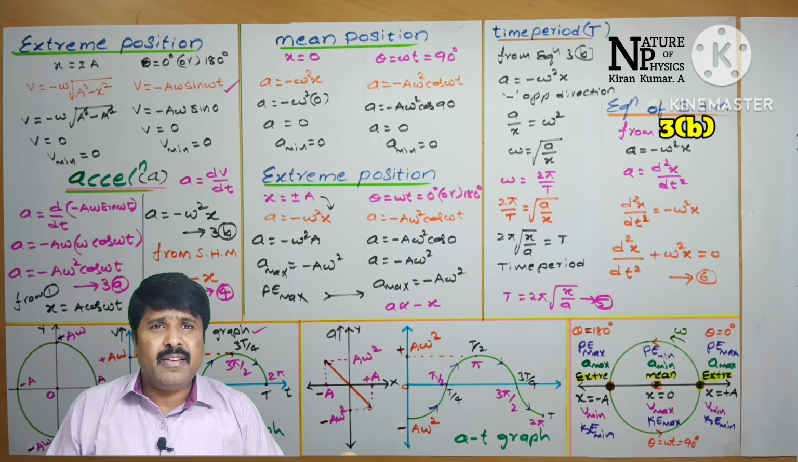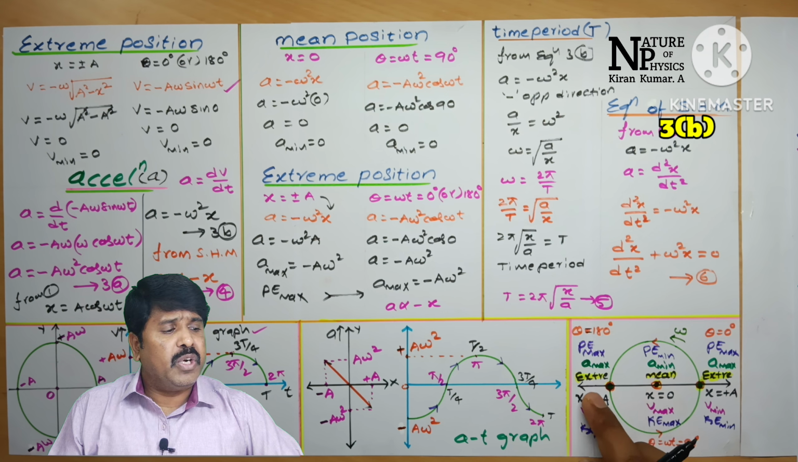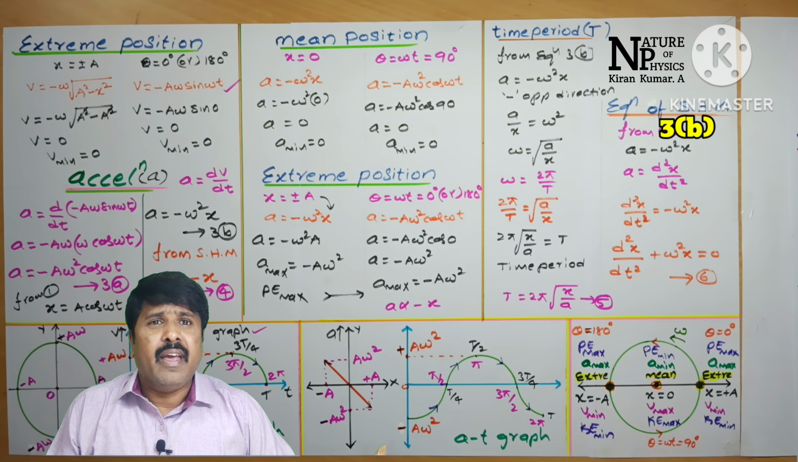Energy can neither be created nor destroyed, total energy remains constant. At mean position, total energy is in the form of kinetic energy, so that when the particle is moving from the mean position to extreme position, that kinetic energy converts into potential energy.